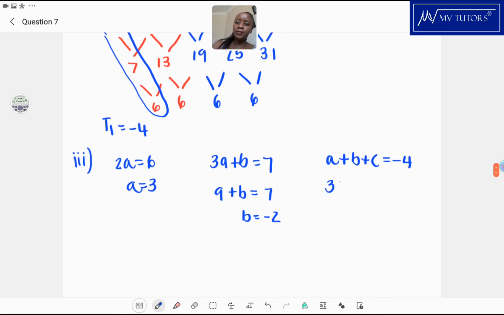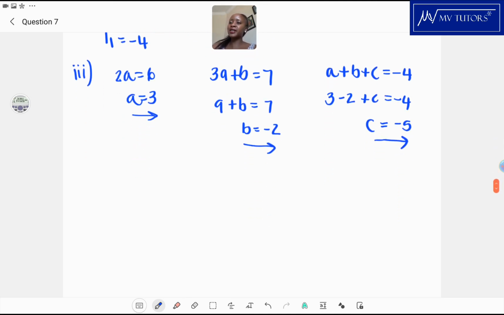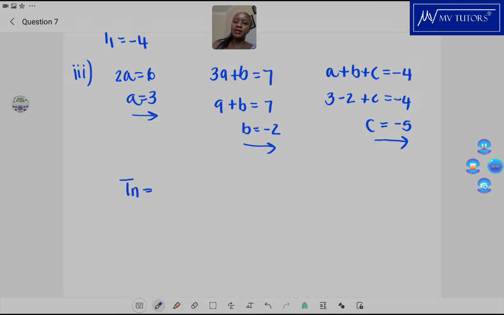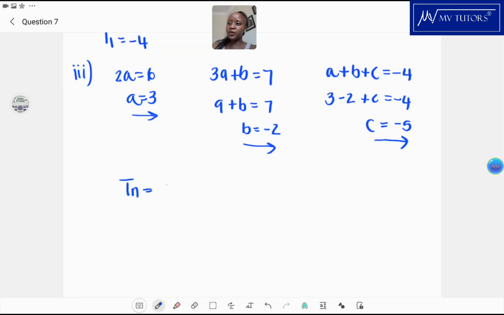And then lastly, A plus B plus C is equal to negative 4, because that is the first term. A is 3, B is negative 2. So 3 minus 2, that's 1. If I take it that side, it will become negative 1 plus negative 4, that is negative 5. So I have my A, B, and C. Now I can write down the nth term formula. The nth term formula would be 3n squared minus 2n minus 5.